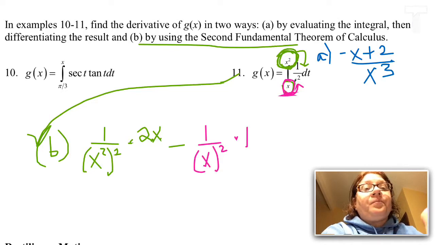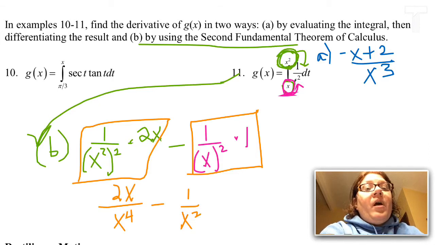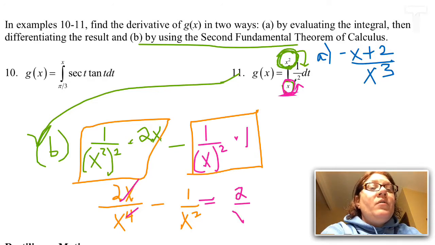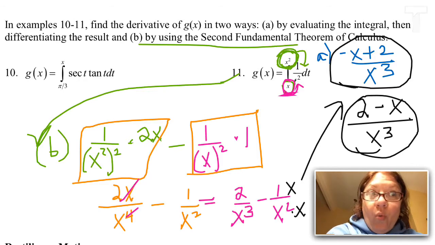So here in the front, I'm going to have 2x over x to the fourth minus, and the second one is 1 over x squared. I'm going to simplify this one first. So I'll get 2 over x cubed, and then I'll make the common denominator. So I'll have to multiply by x. And so, oh my gosh, look, I'm going to get 2 minus x over x cubed. It's the same thing. No way.